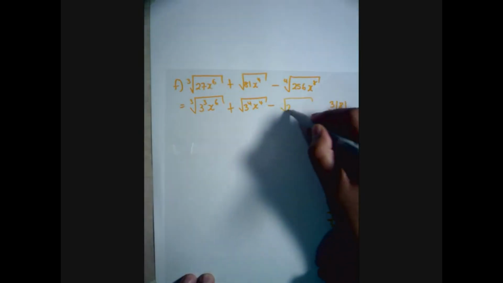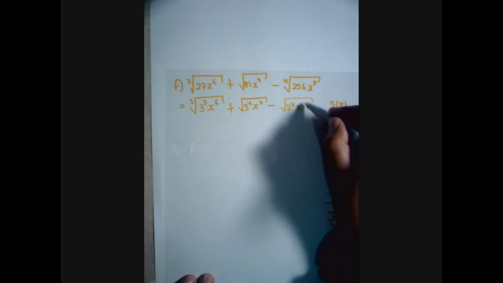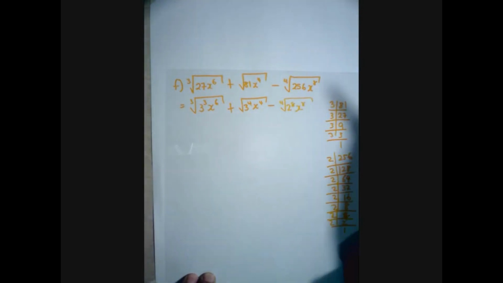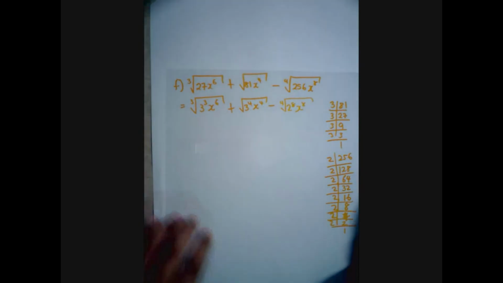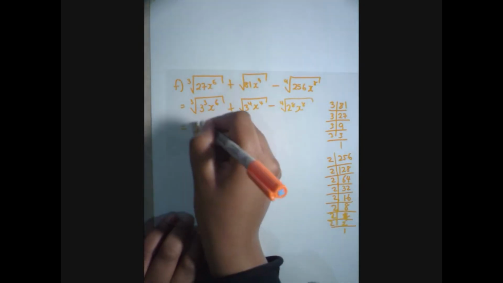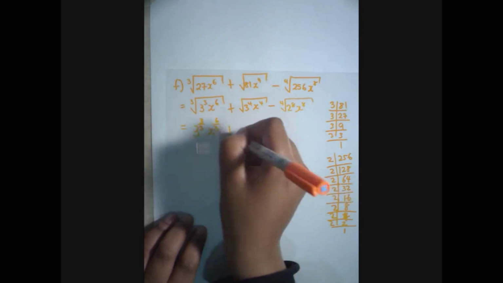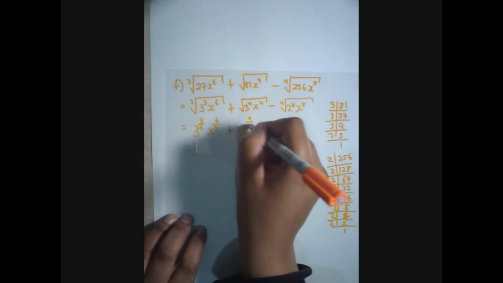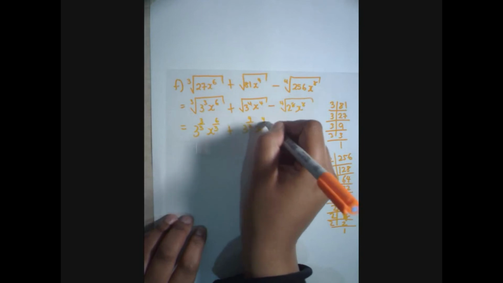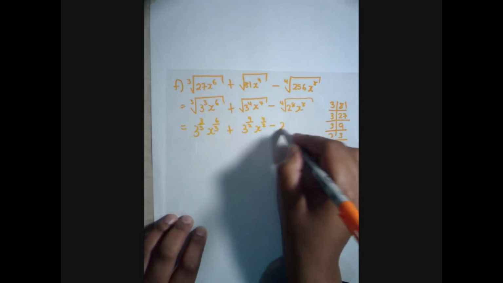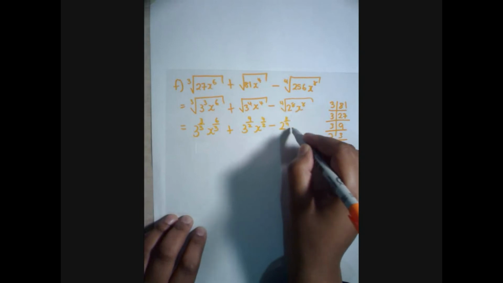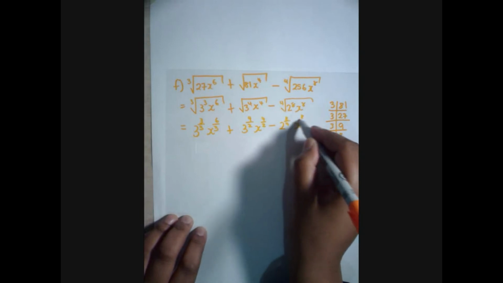So 2 to the power of 8, x to the power of 8, or root of 4. Now remember, when you're dividing, your denominator is your root. So I'm basically saying 3 to the power of 3 over 3, x to the power of 6 over 3, plus 3 to the power of 4 over 2, x to the power of 4 over 2, minus 2 to the power of 8 over 4, x to the power of 8 over 4.